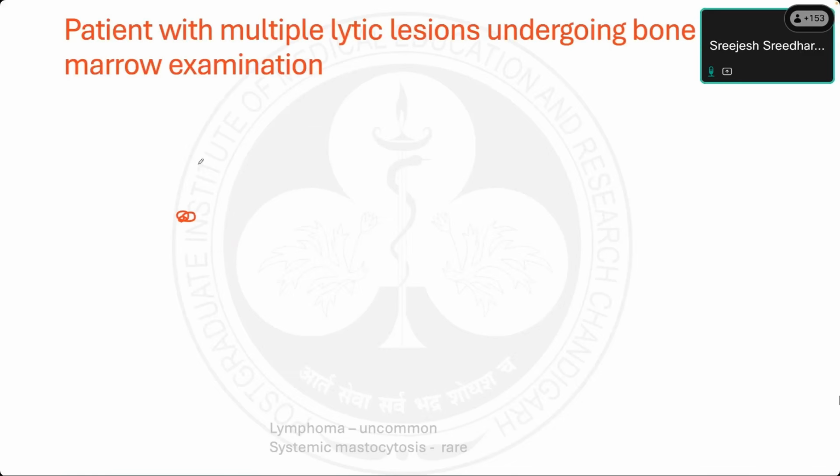So what are the differential diagnoses for multiple lytic lesions in a patient undergoing bone marrow examination? Anyone, please? Sharavana? Multiple myeloma, plasmablastic lymphoma. Okay, so plasma cell leukemia. These are plasma cell neoplasms. Fine. Then metastasis. Correct.